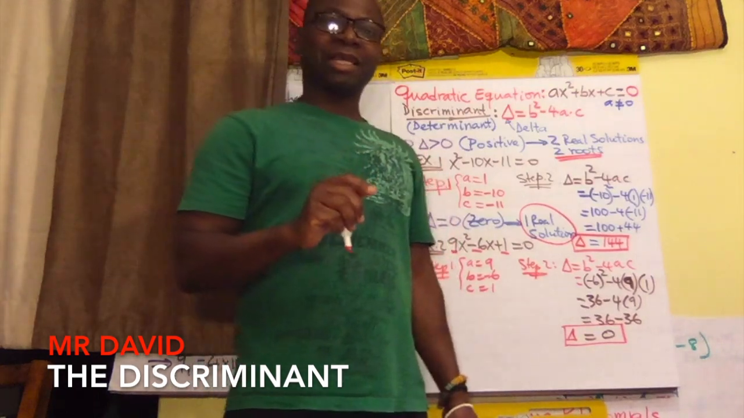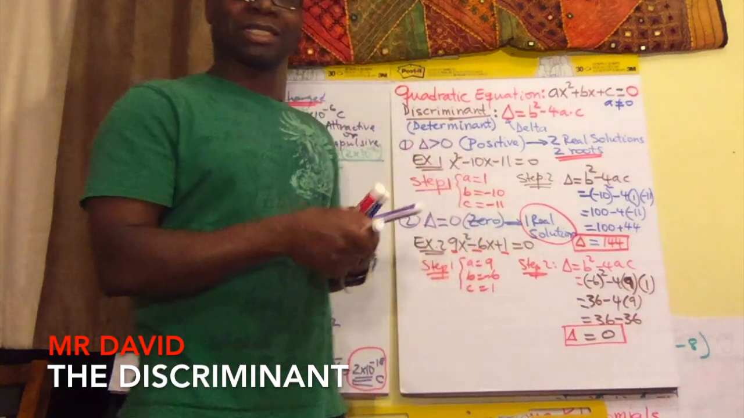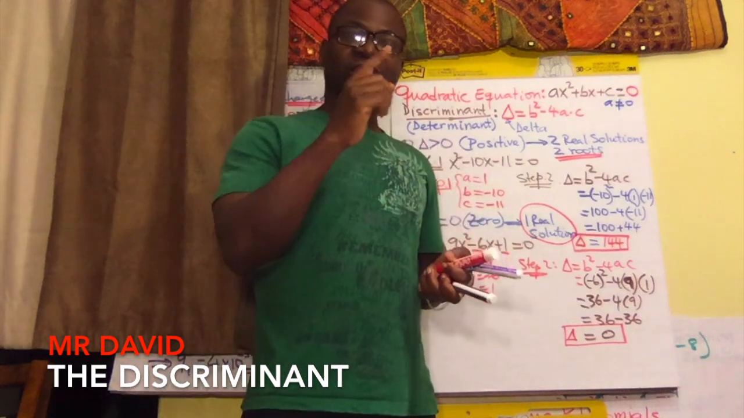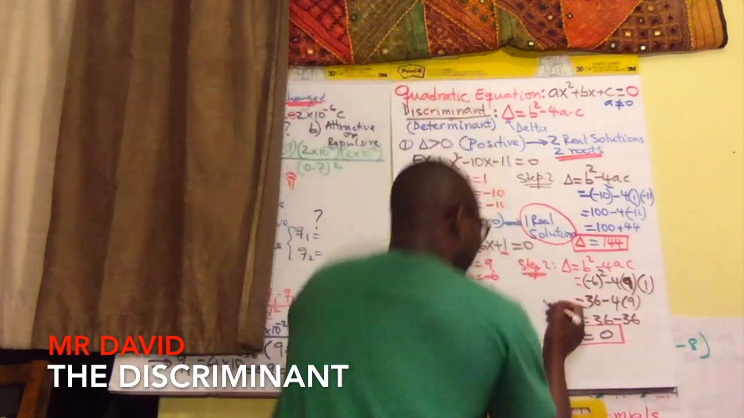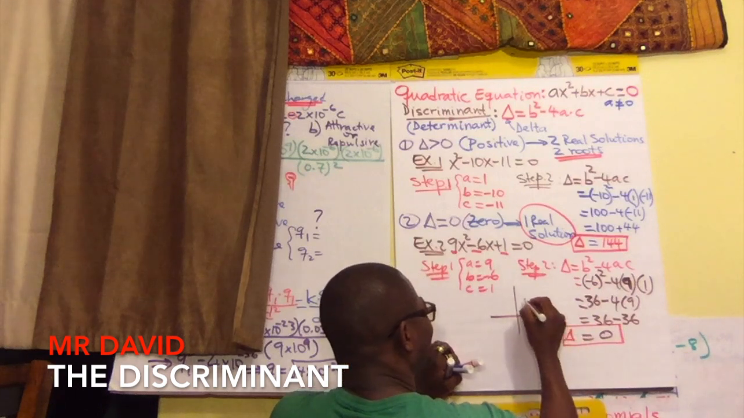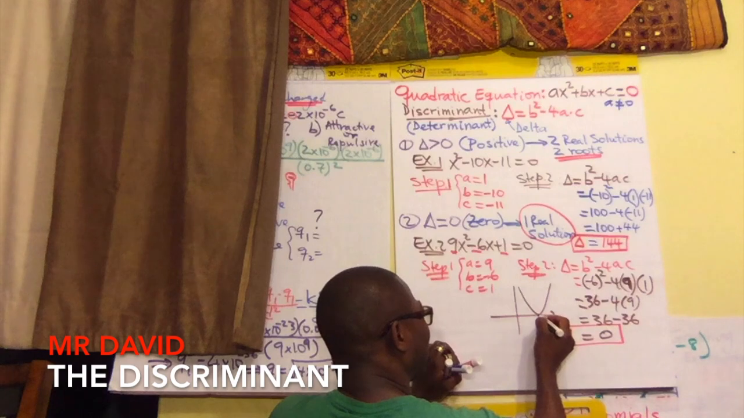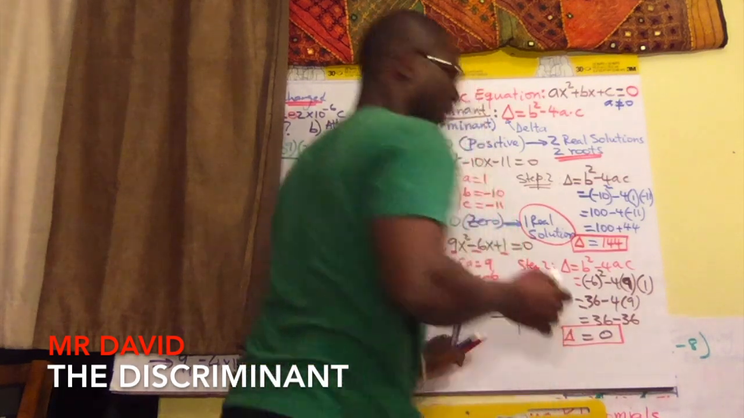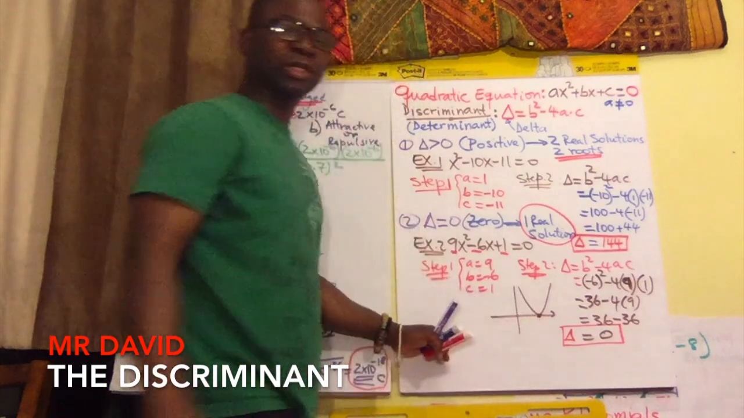What does it mean? It means if we were graphing our quadratic function, it crosses the x-axis only once. It could look something like this. Coming down, then it touches the x-axis in one point. That's what that means. One solution, one root. It touches in one point.